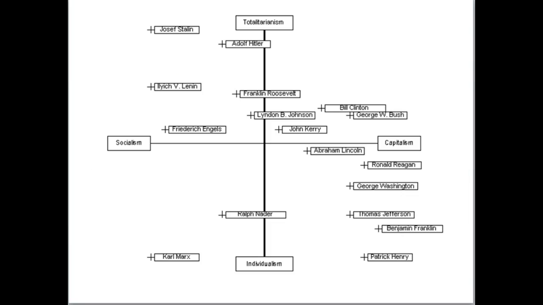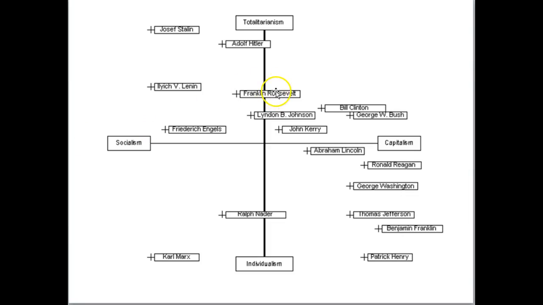Another way to look at it is economically along the horizontal line between socialism and capitalism, and then totalitarianism and individualism are on the vertical line. Totalitarianism is where your entire life is controlled, and individualism is where you're free to do whatever you want. So you can kind of see where people stand.